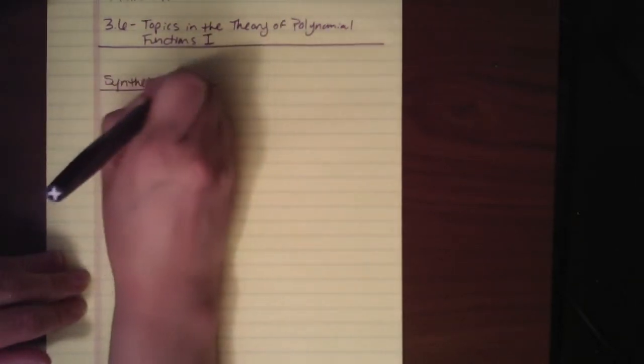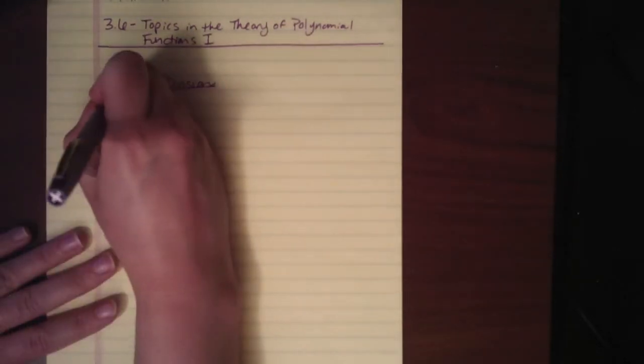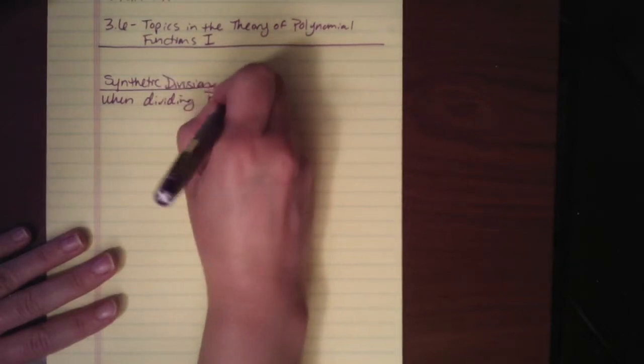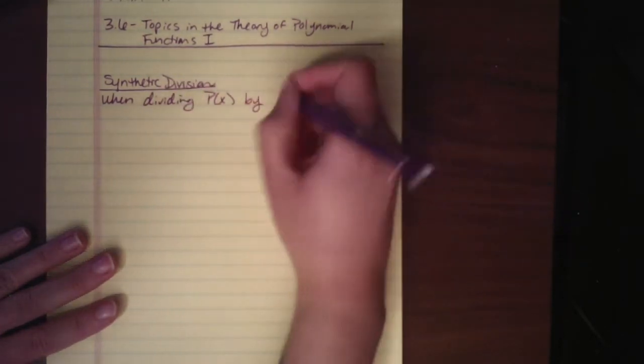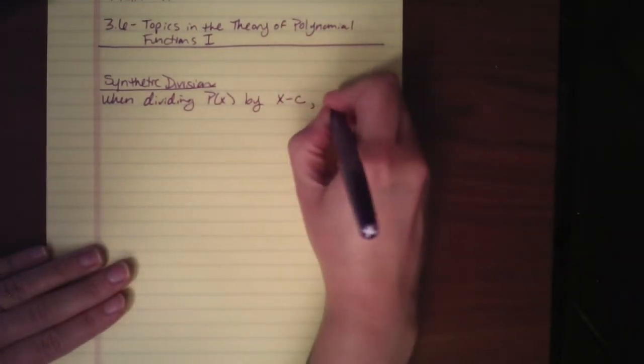Depending on who you took Math 99 from, you may or may not have seen this before. I know I cover it in Math 99, and some of our other instructors do, but not all of them do. The idea with synthetic division is that under certain circumstances, we can take a shortcut to dividing polynomials. We don't actually have to follow the long division process. Specifically, we can use synthetic division when we're dividing a polynomial p of x by a quantity of the form x minus c. That's when we can use synthetic division.